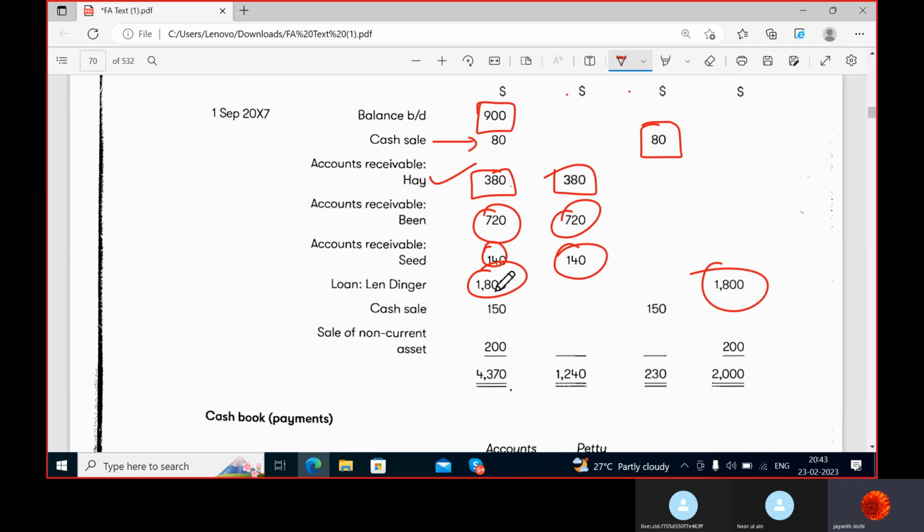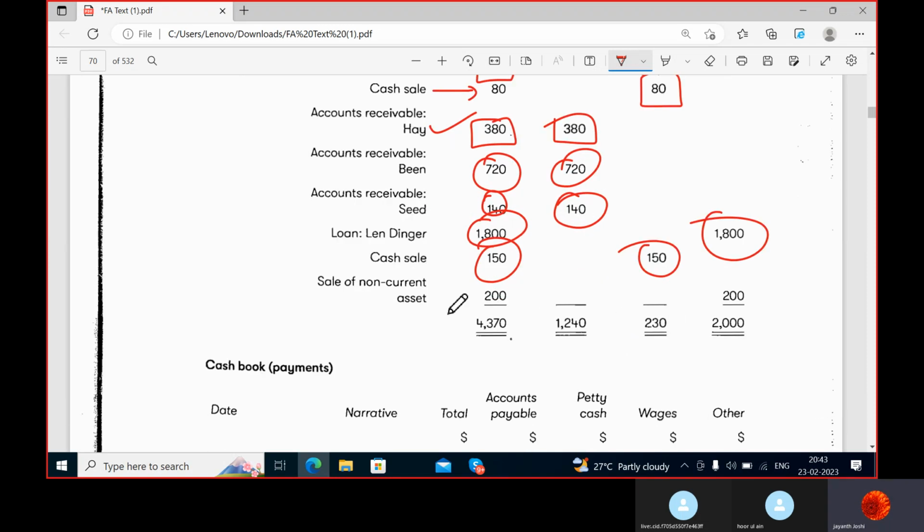Why? Because that's the other category. Cash sales we did, we showed money here, and then sale of non-current asset also goes in others. Then the total happens to be this, and this total we are showing should be equal to all the totals of the respective individual columns. So if we add all of them, we ultimately get 4,370.